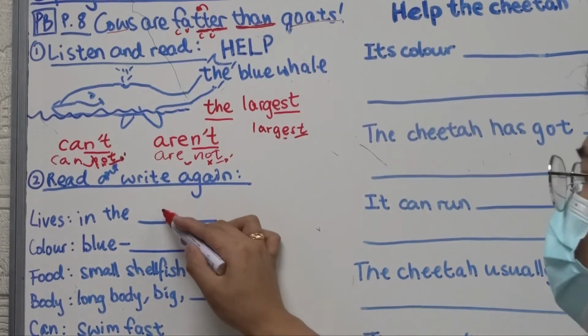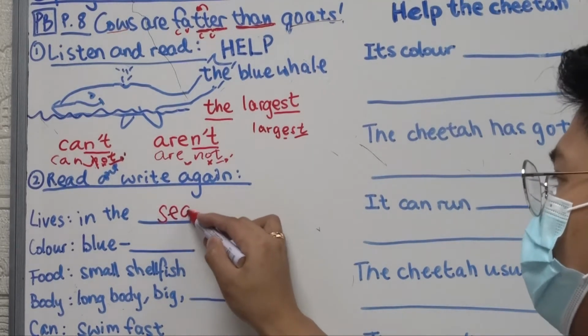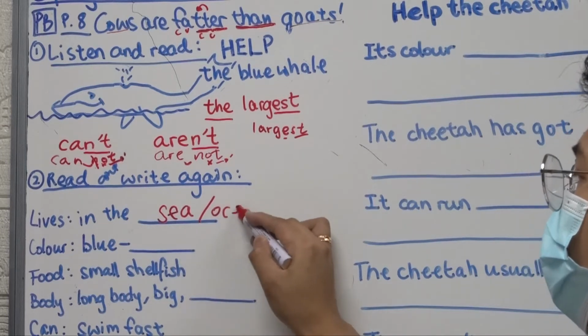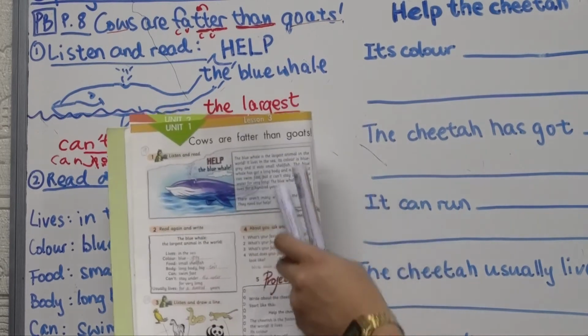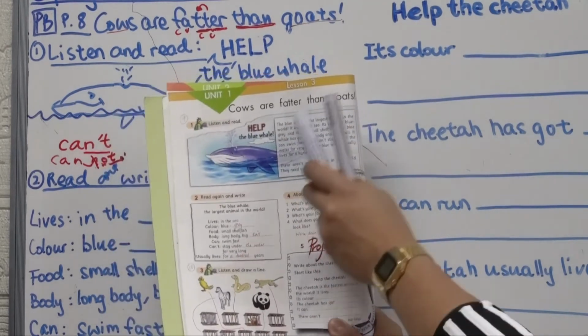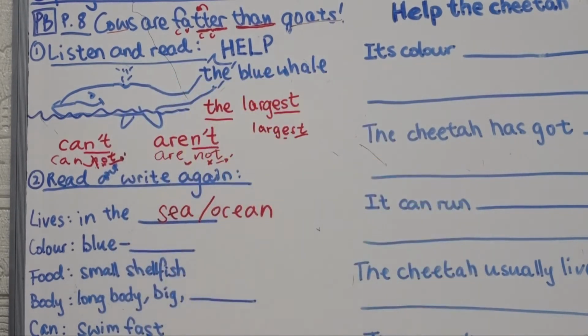Right, in the sea. Sea, S-E-A. You can say the sea or the ocean, similar meaning, okay? And what color is the blue whale? You can find the answer on the passage, right? What color is the blue whale?